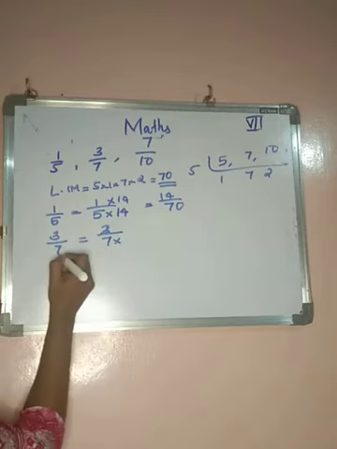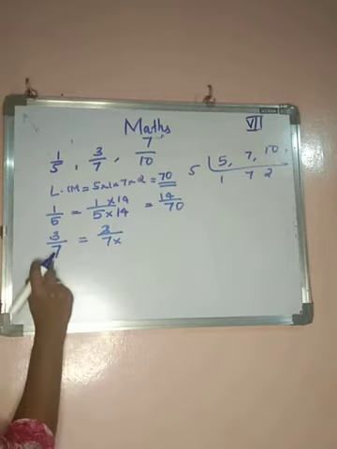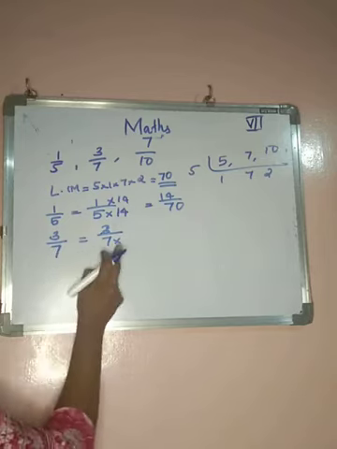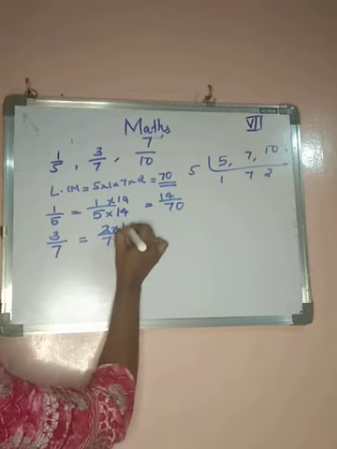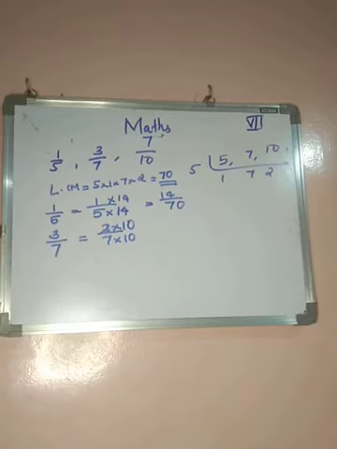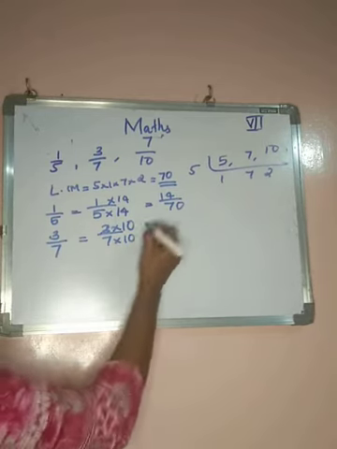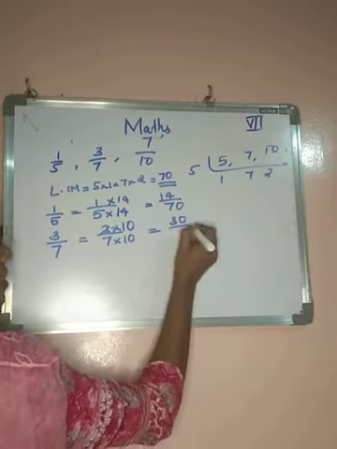Converting the denominators, this one has denominator 7. Also converting the denominator, it is 70. So we multiply the numerator and denominator by 10. Multiplying by 10, we get 30 by 70.